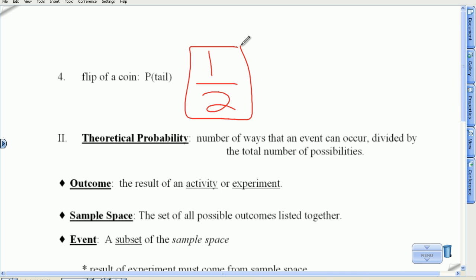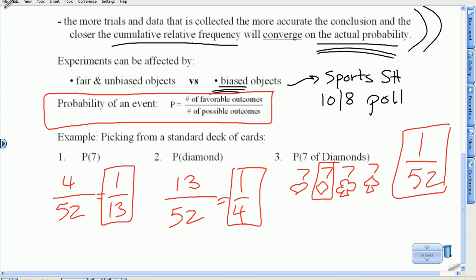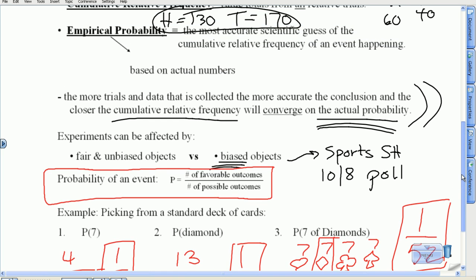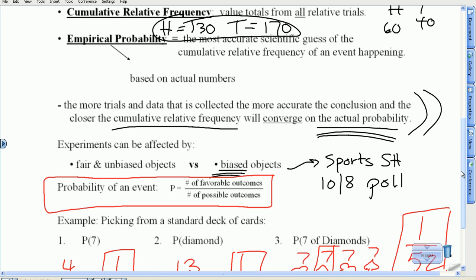Outcome, the result of any activity or experiment. So when we go back to this formula, if I flip back here real quick, and you can go and pause it at any time to write down those definitions.